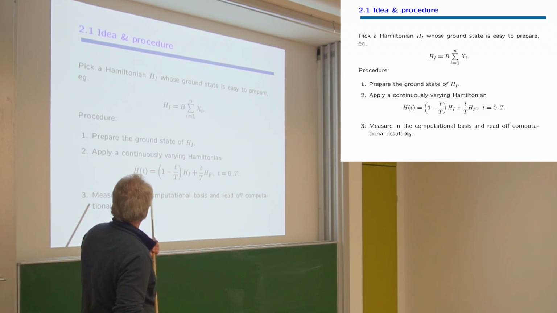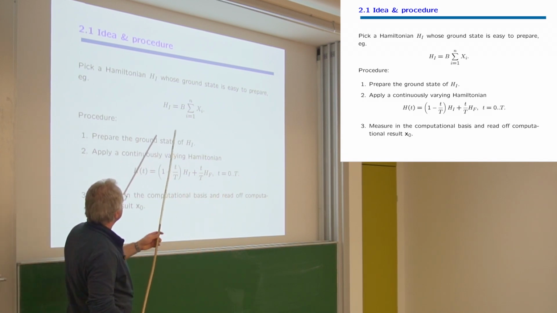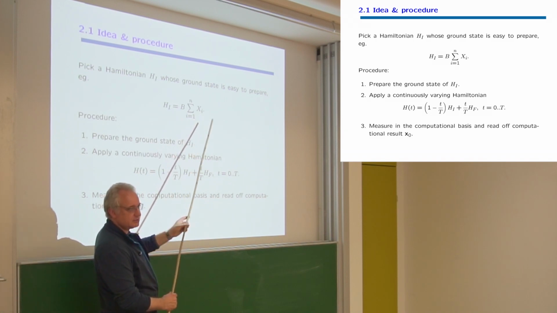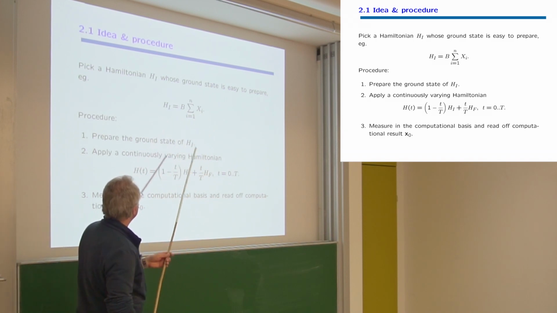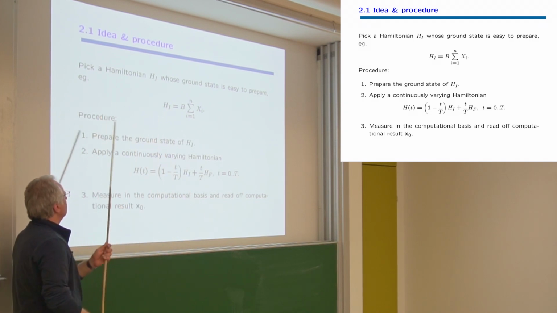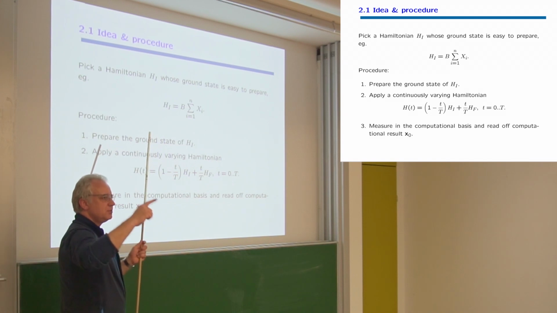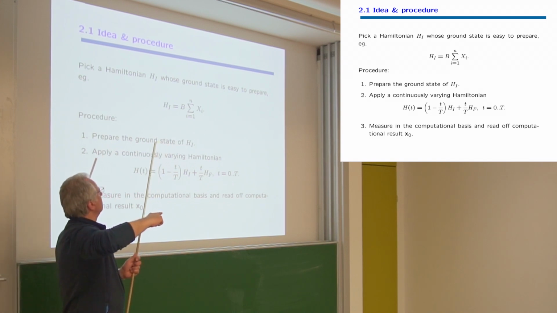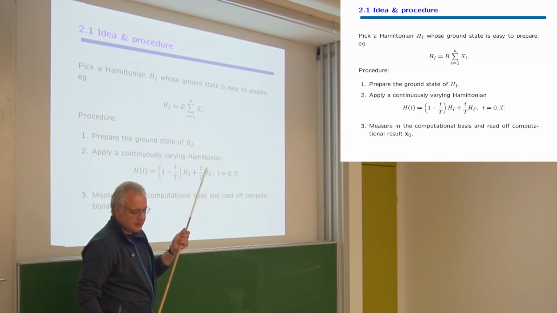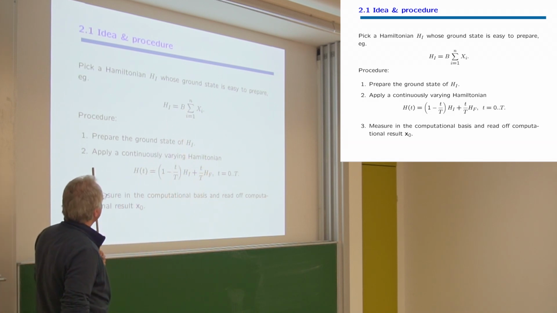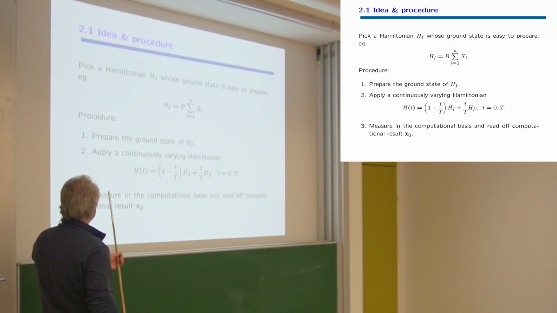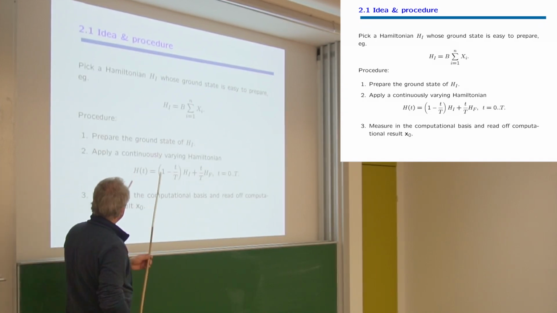You pick a Hamiltonian whose ground state is easy to prepare. That could be, for example, the Hamiltonian given by a local magnetic field, so it would look like this. All the spins are pointing in the positive or negative x direction, depending on whether B is positive or negative. Each spin is individually pointing, so that's easy to prepare. That's what you start with.